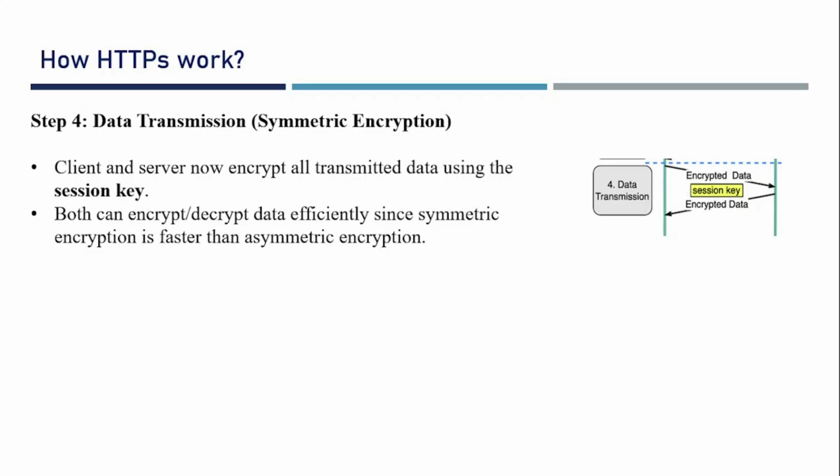You can think of it as two people now using a secret language only they understand. Even if someone's sitting right next to them, they'll just hear gibberish. Possible attacks at this stage will be traffic analysis, compromised session key, and mixed content warnings. So this step is where actual HTTPS data transfer happens, completely private, fast, and encrypted.